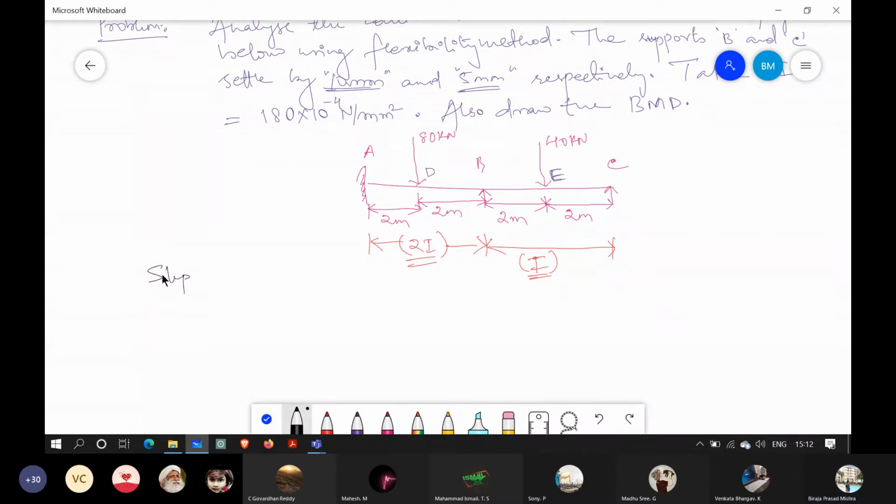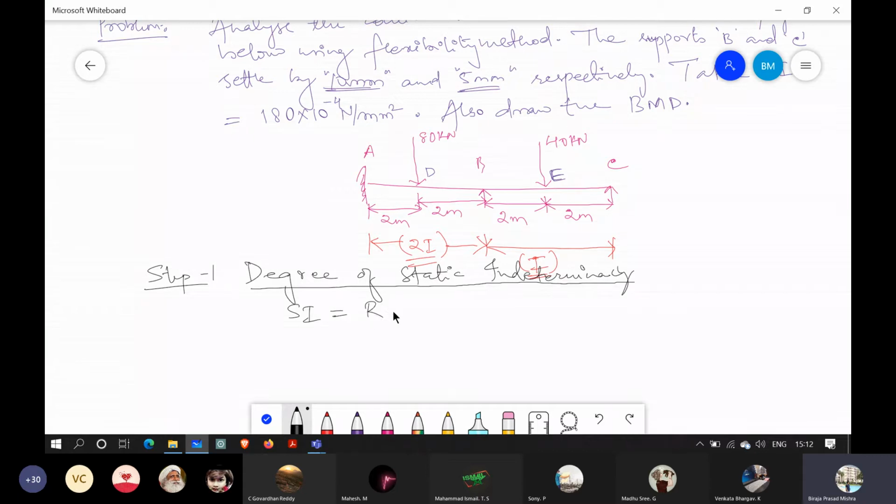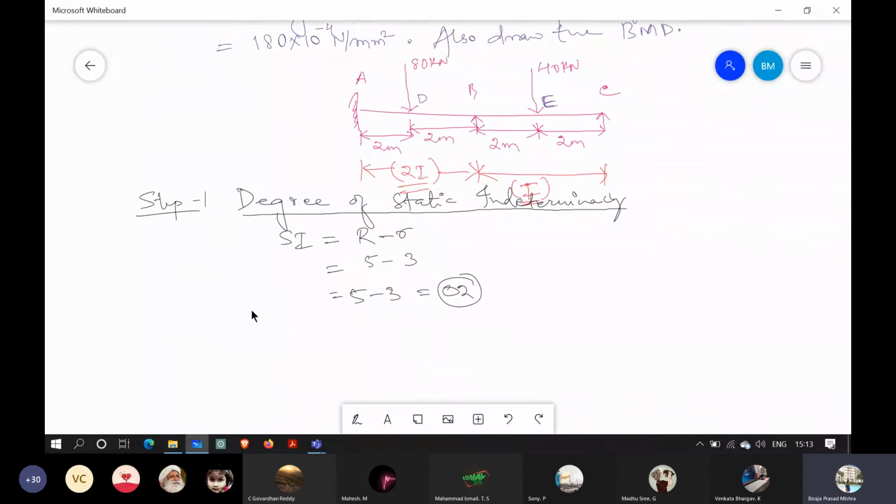Step 1 is degree of static indeterminacy. All of you please pay attention seriously, because the procedure I am following here is a little bit different from the previous class. We all know the degree of static indeterminacy, DSI, equals capital R minus small r. Capital R is 5 and small r is 3, so 5 minus 3 equals 2. So the degree of static indeterminacy is 2.